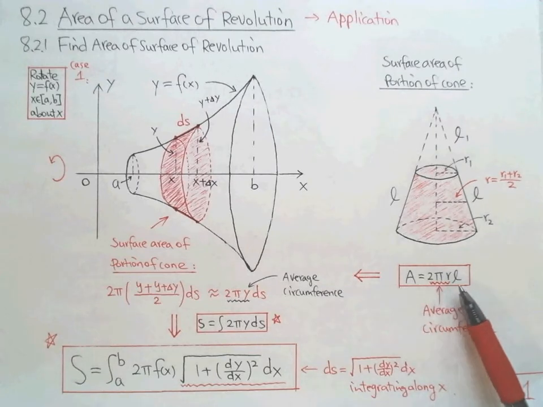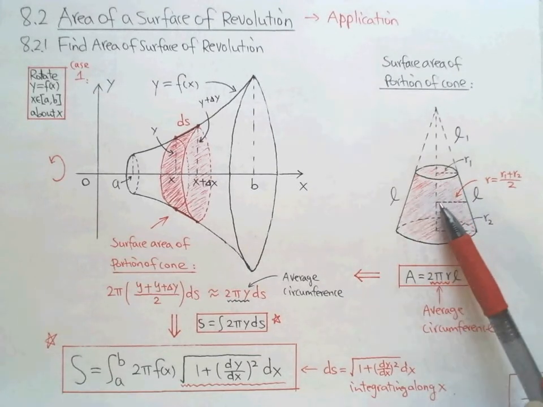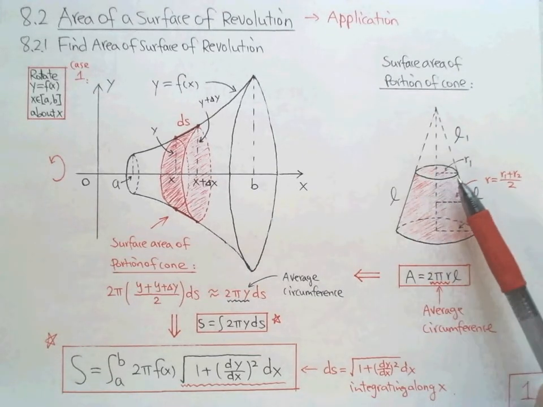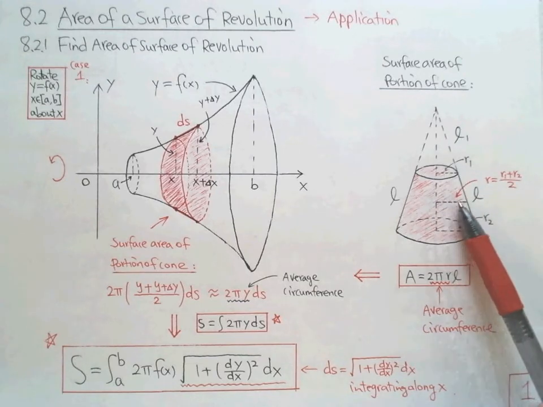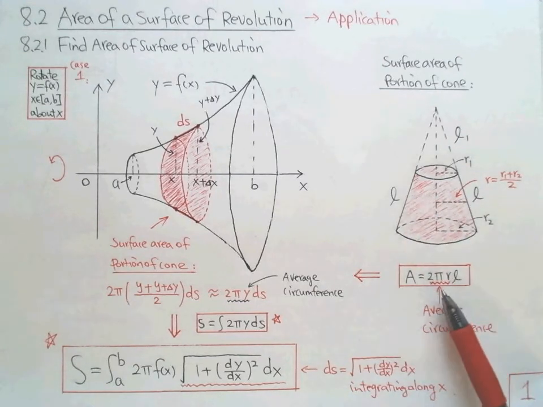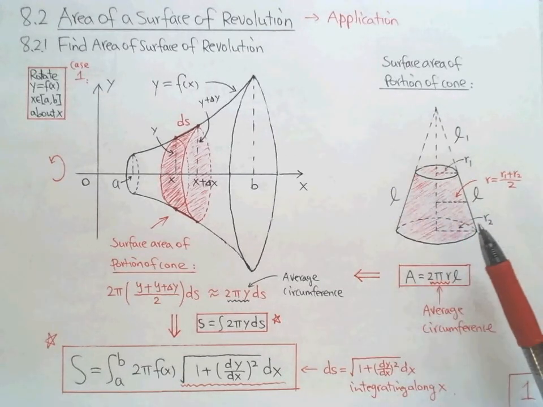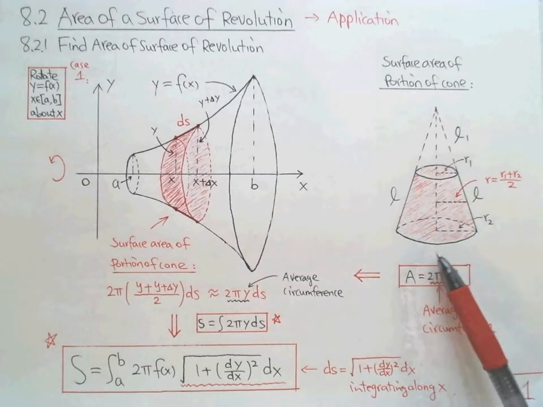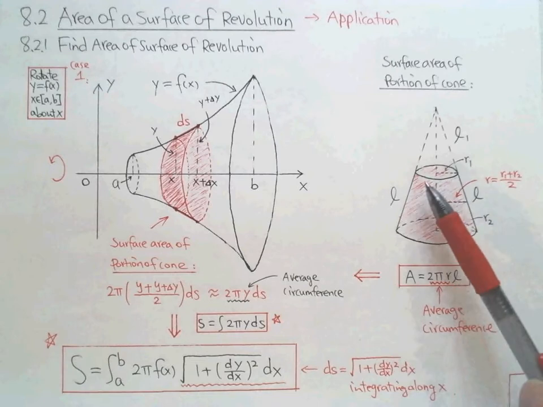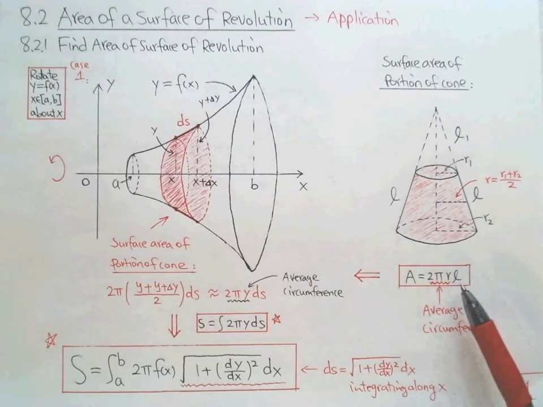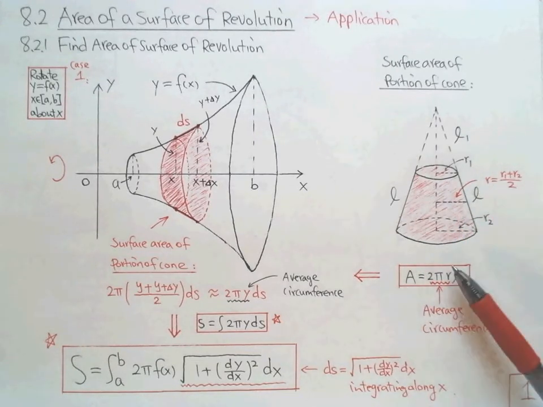Here 2 pi r uses r as the average of r1 and r2. If we draw a circle in the middle, 2 pi r is just the average circumference of the middle circle. That's the average of the top circle and the bottom circle, and then times the length, the slant distance. Keep in mind that we need to use this. How to prove this? That is for the next page.